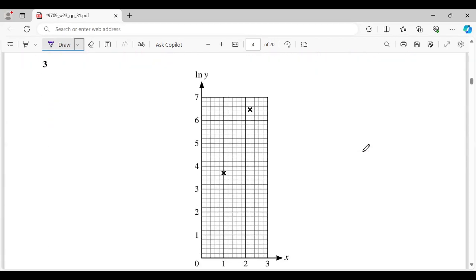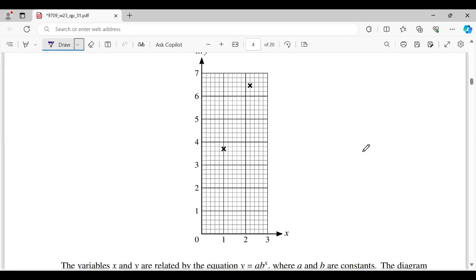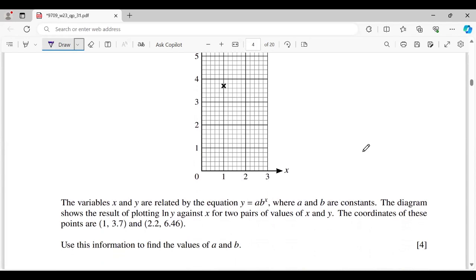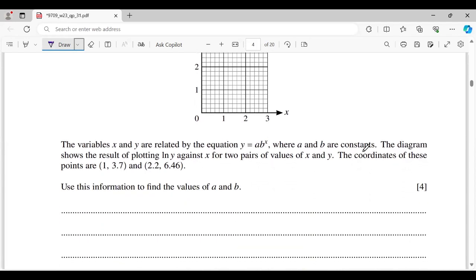Number 3, through this graph, the variables x and y are related by the equation y equals a times b power x, where a and b are constants. The diagram shows the result of plotting ln y against x.